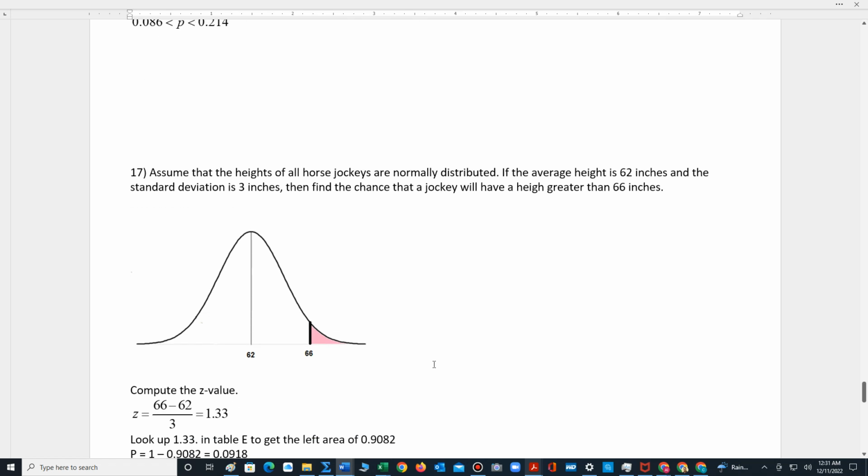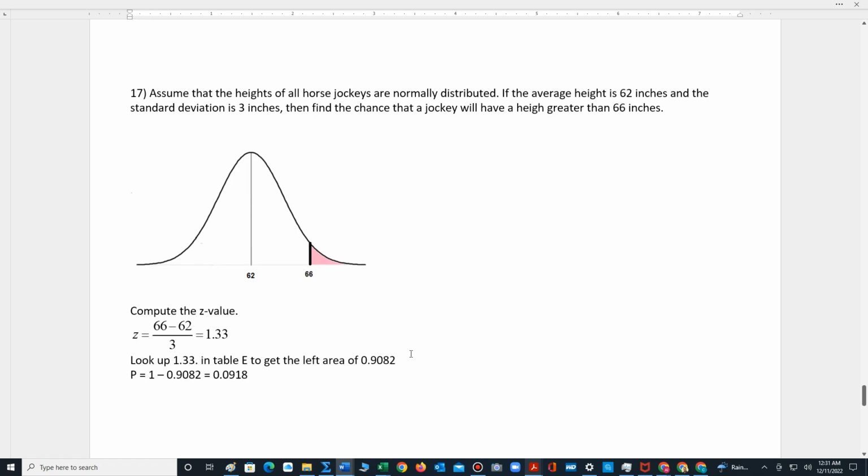Number 17 is a problem in which we have to compute a probability using the normal distribution. So this goes back to 6.1. It states the following: assume that the heights of all horse jockeys are normally distributed. That informs us we can use the normal distribution. If the average height is 62 inches, that's our average, and the standard deviation is 3 inches, find the chance that a jockey will have a height greater than 66 inches. So we need to find this tail area. That's going to be the probability that we're looking for.